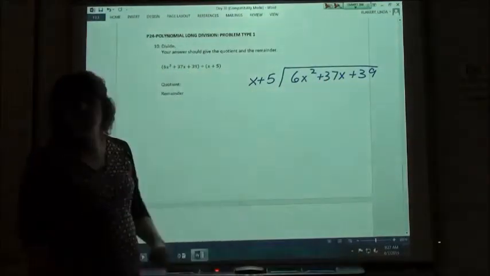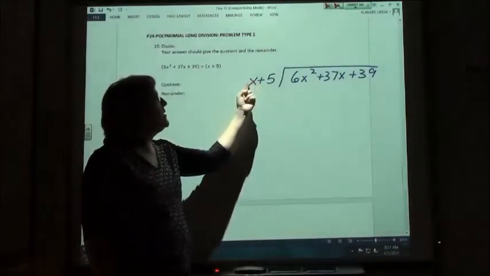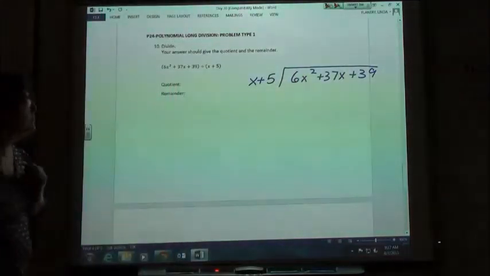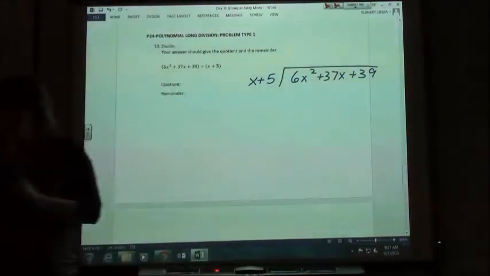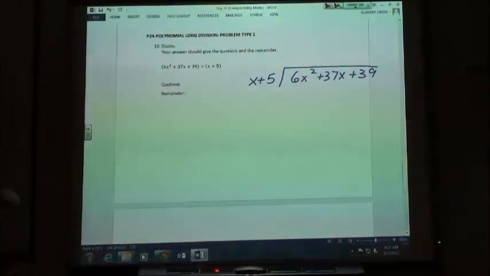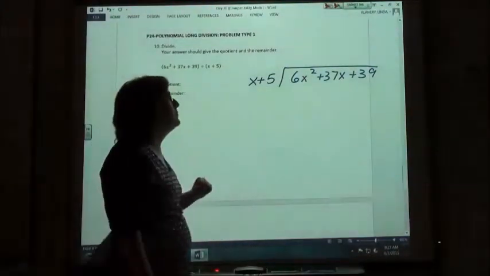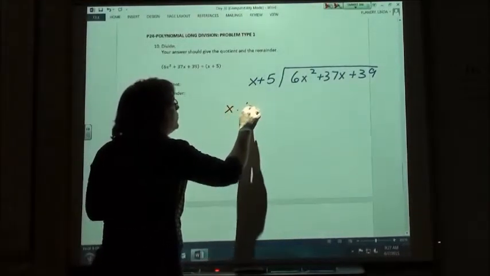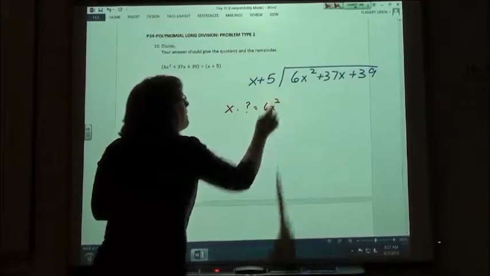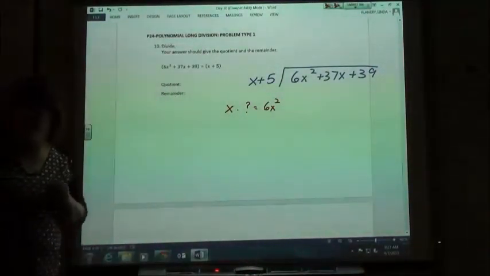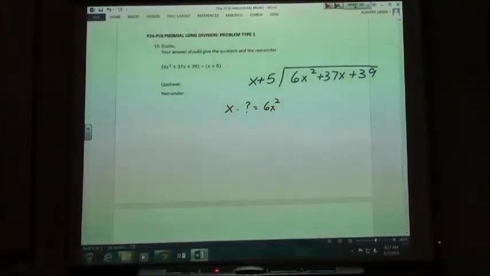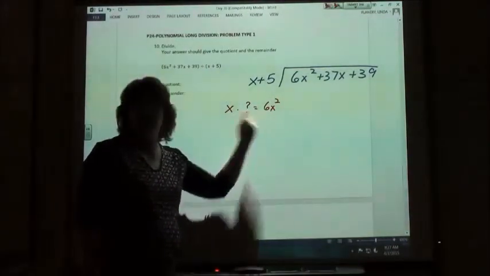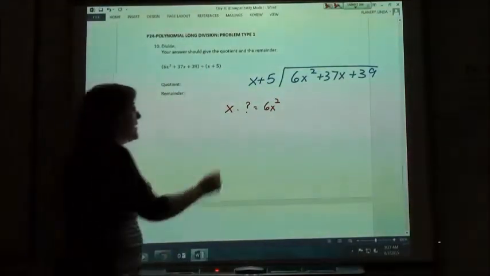And now what I'm going to do is think in my head, what would I take times this x to get a 6x squared? Now if I take x times 1, do I get 6x squared? So x times what gives me 6x squared? So what would I take times x to get 6x squared? 6. I need a 6.